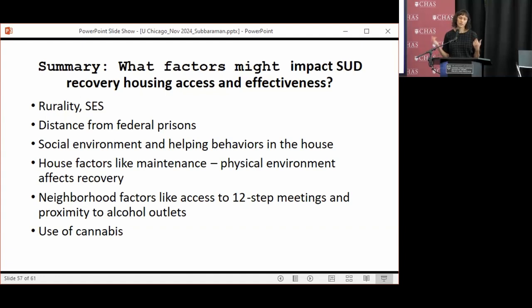Neighborhood factors, so we saw 12-step meetings, access to that, access to alcohol outlets. Those are other factors at the contextual or neighborhood level that can impact outcomes. And we've just started looking at use of cannabis.